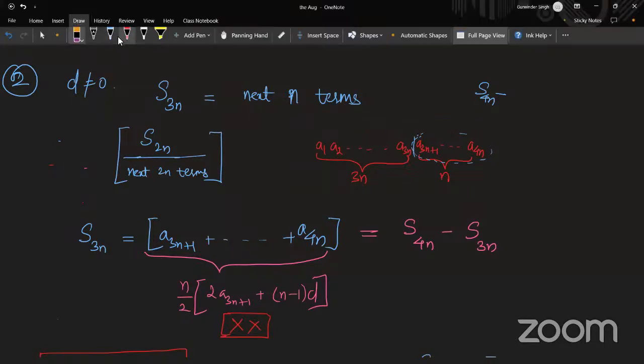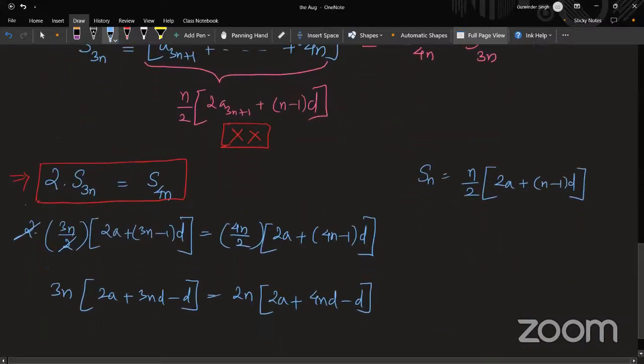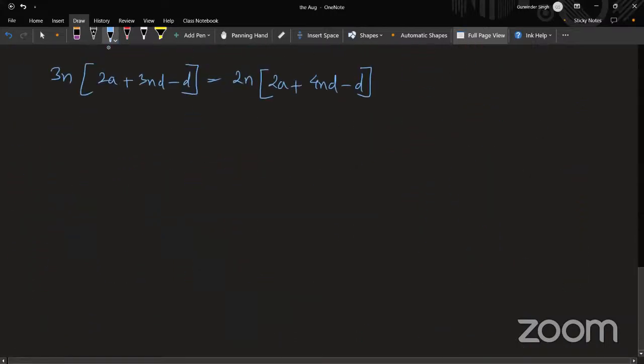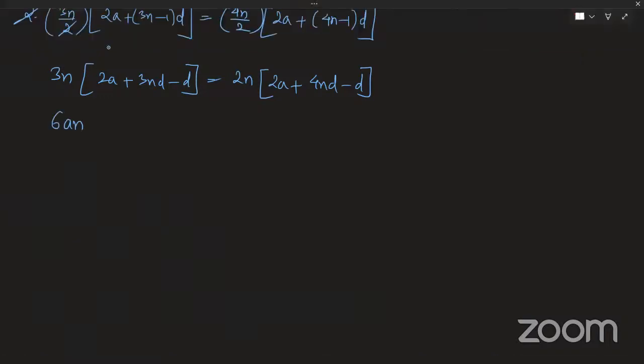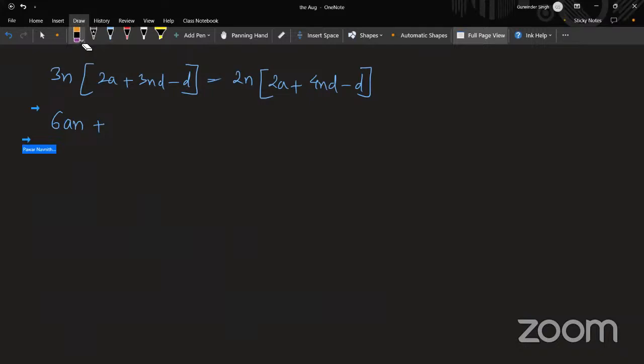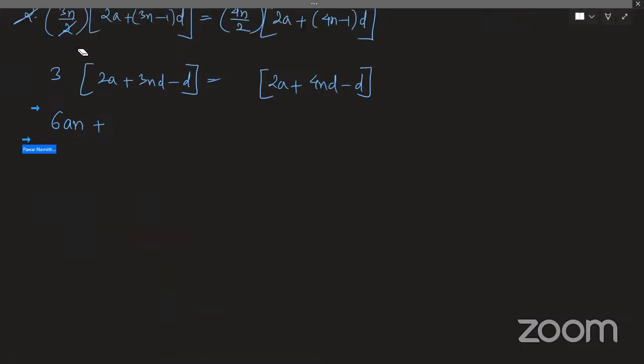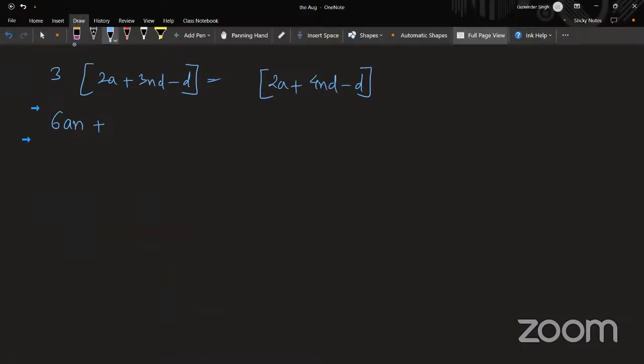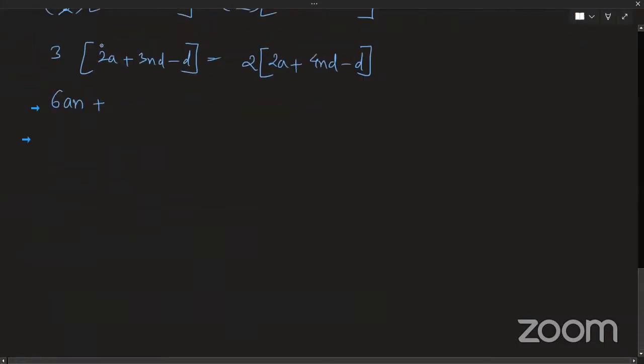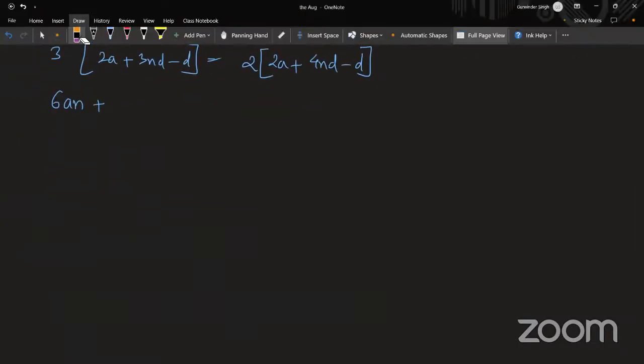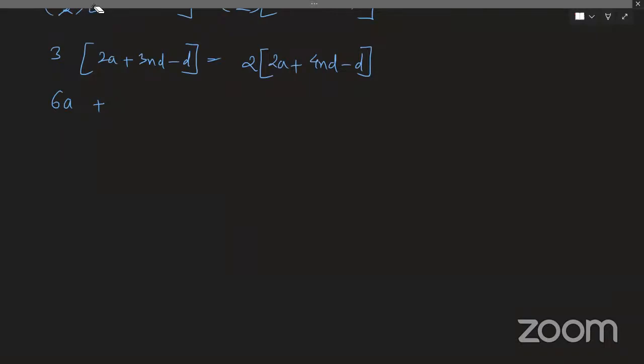Okay. So can you open this for me? So it is 6an, right? Oh, and one more thing. My n and n can also get cancelled from here, right? So can you open this for me now? So it is 6a, right?